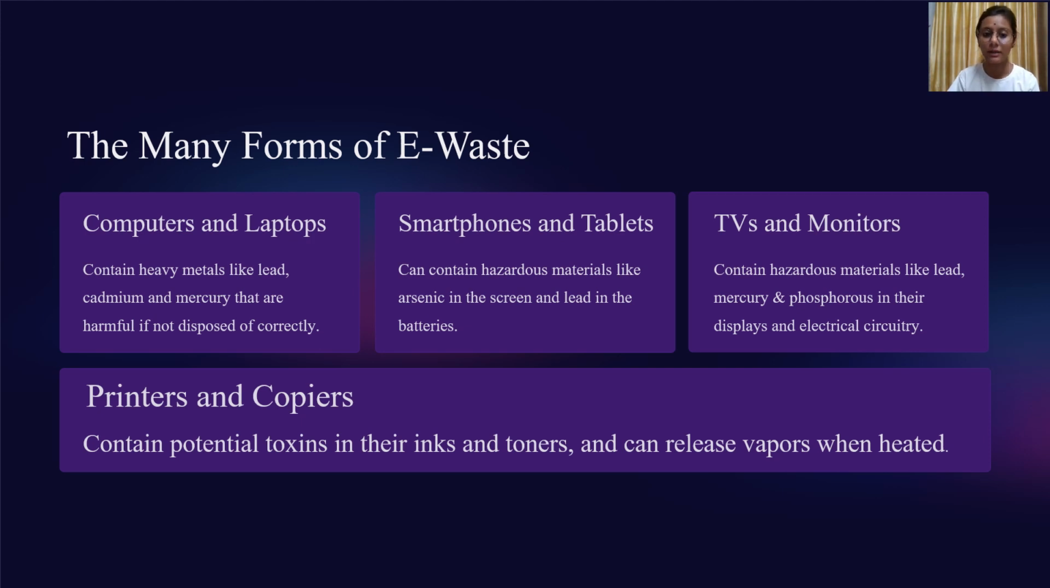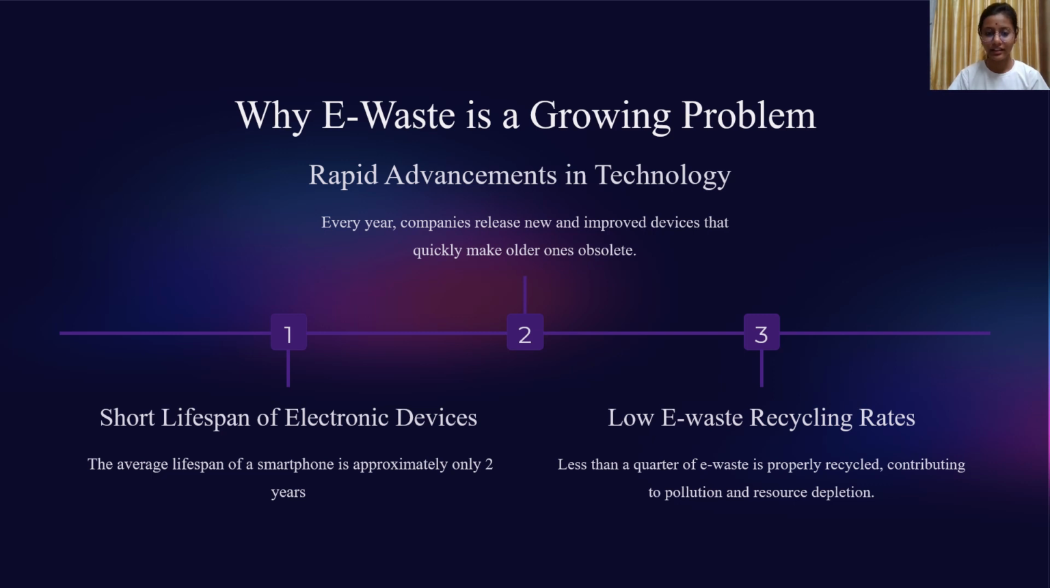Smartphones and tablets contain hazardous materials like arsenic in the screen and lead in the batteries. TVs and monitors contain hazardous materials like lead, mercury, and phosphorus in the displays and electronic circuitry. Printers and copiers contain potential toxins in their inks and toners and can release vapors when heated. Low e-waste recycling rates: less than a quarter of e-waste is properly recycled, contributing to pollution and resource depletion.